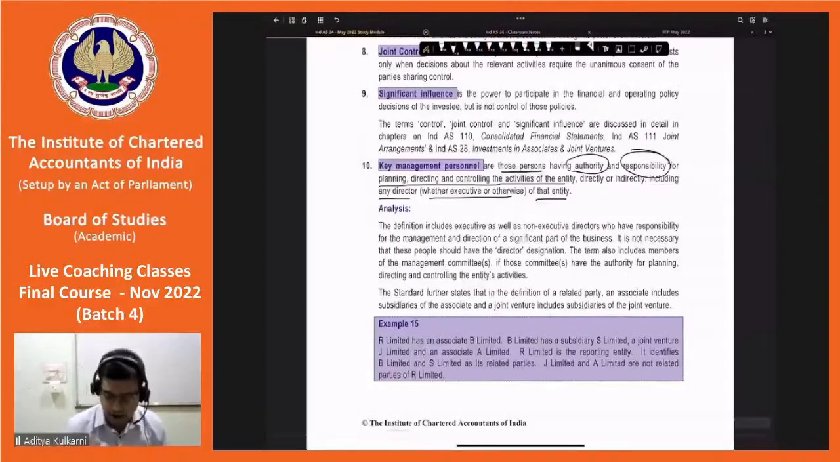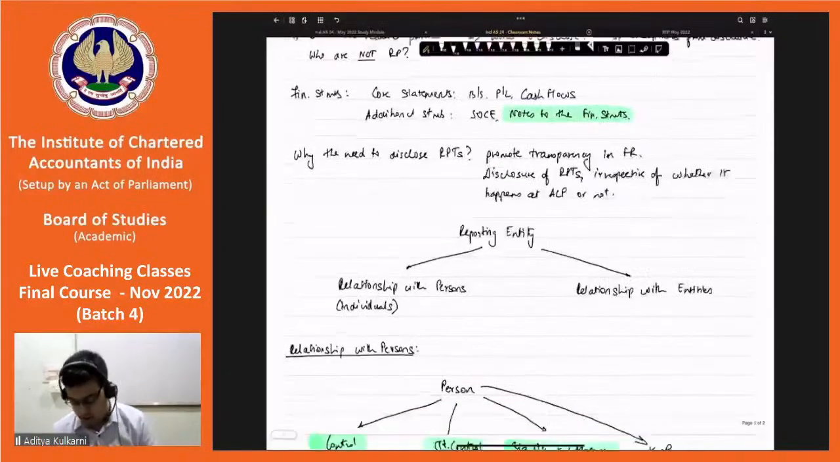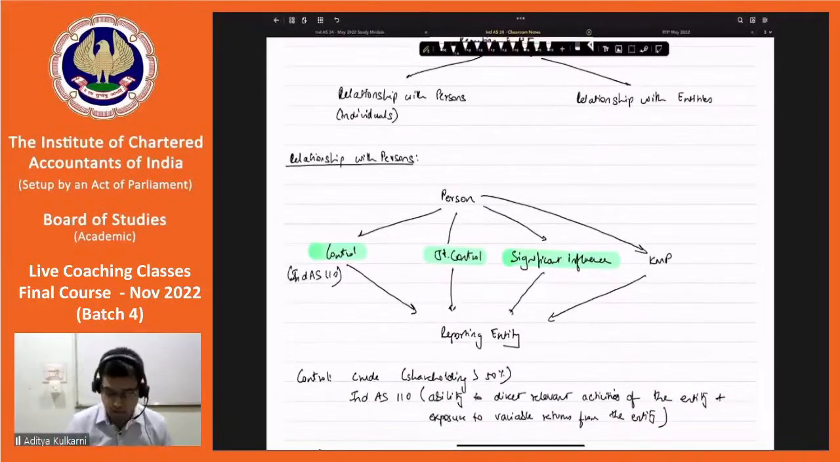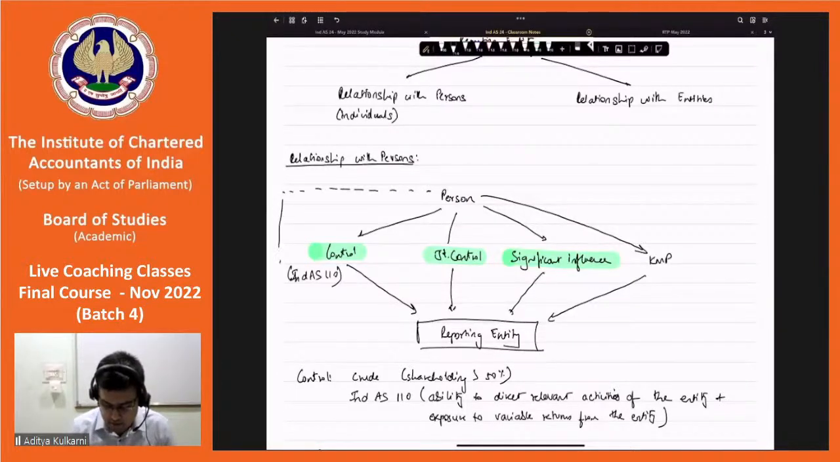So if I have to summarize this point, you can note down this chart if you want. A person having control, joint control, significant influence, or KMP over a reporting entity. If these conditions are satisfied, then the person is related to the reporting entity.